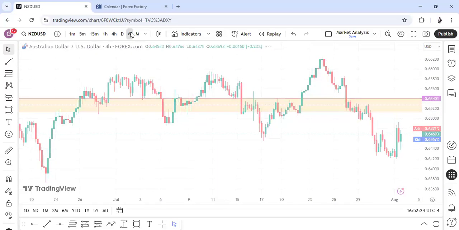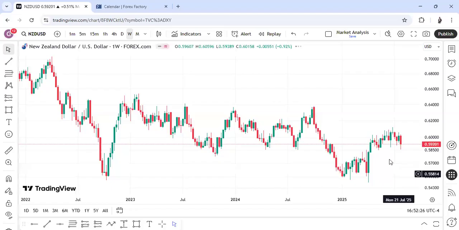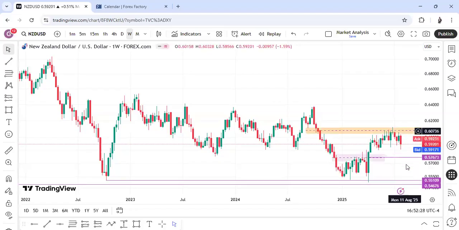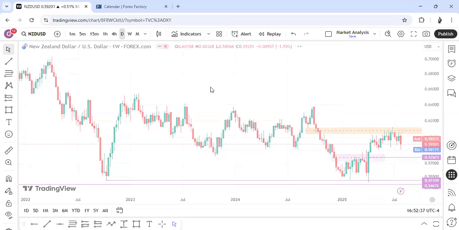NZD USD weekly time frame. I'm still of the opinion that we're going to go lower. It has created equal lows as well. So that's a sell-side liquidity pool resting below that. I want to see it go lower.